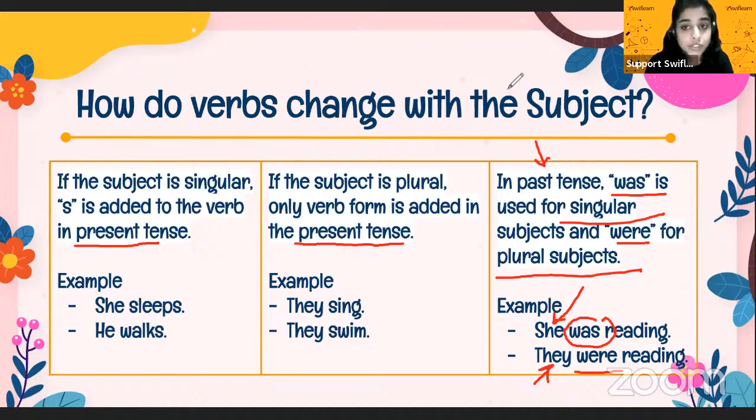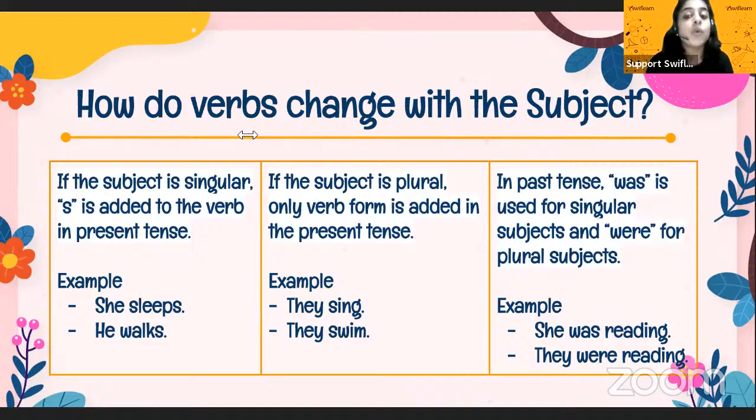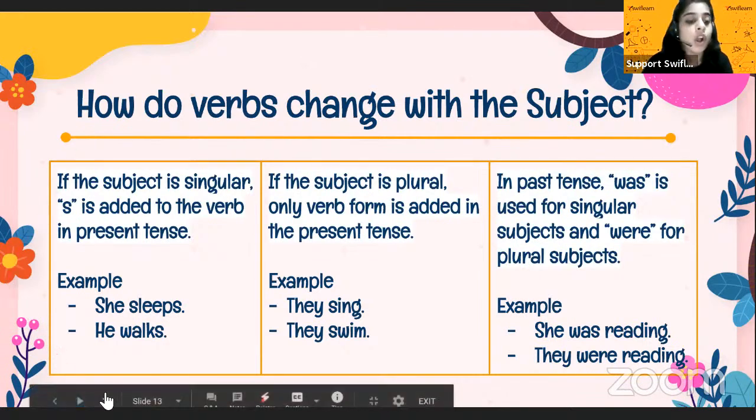Now, did you get to know how your verbs change with your subject? If your subject is singular or plural, how is your verb going to change? This is what I wanted to clear out.